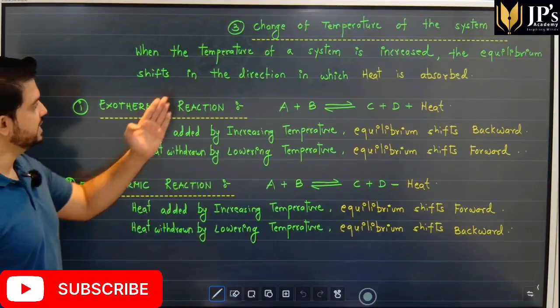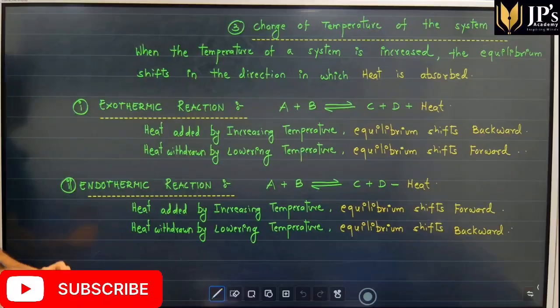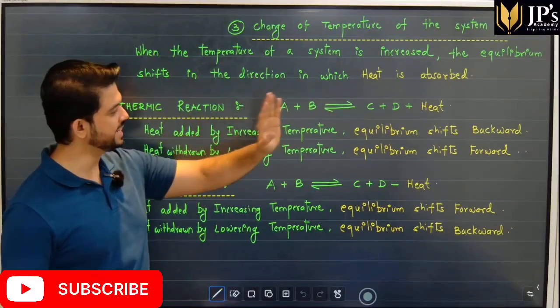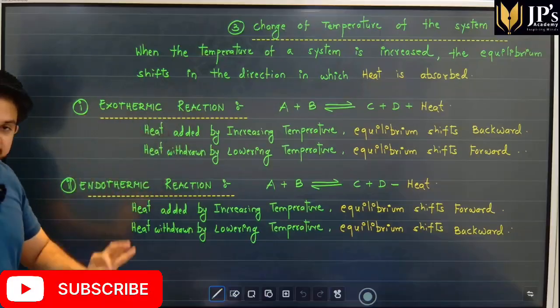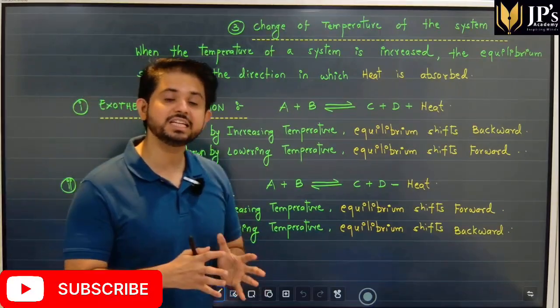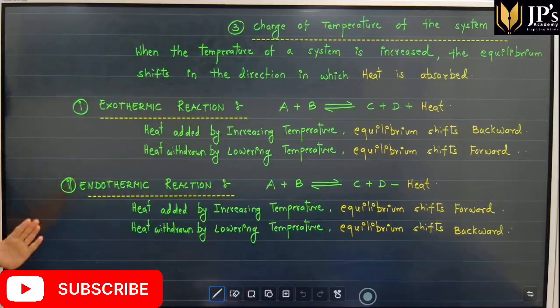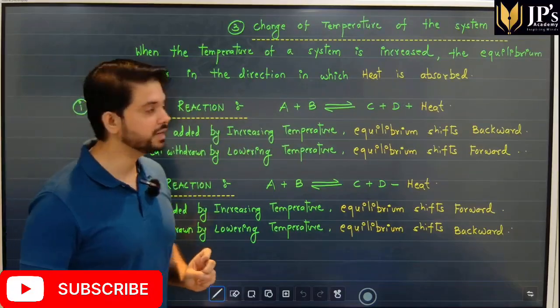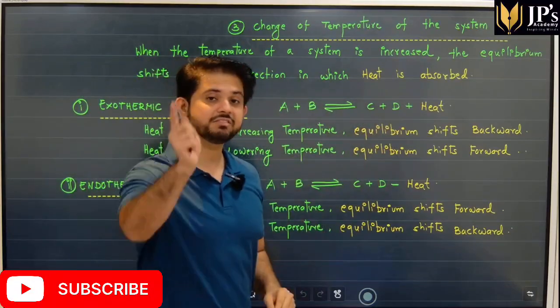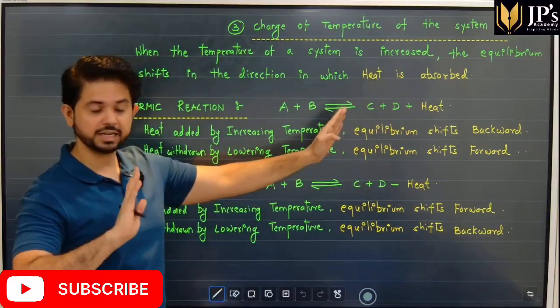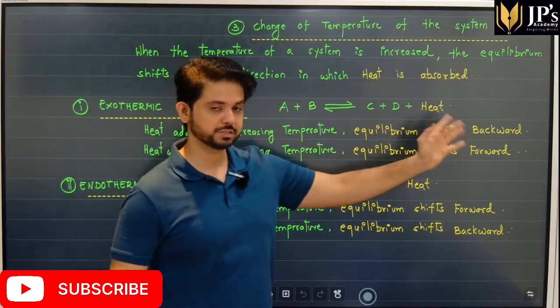Moving ahead, next is change of temperature. Again, a general statement here, students. When the temperature of a system is increased, the equilibrium will shift in that direction where heat is absorbed. So if I have an exothermic reaction, which is a reaction in which heat is released, if you increase the temperature, equilibrium will shift in that direction where heat is absorbed. So if you increase the heat by increasing the temperature, equilibrium shifts backward.